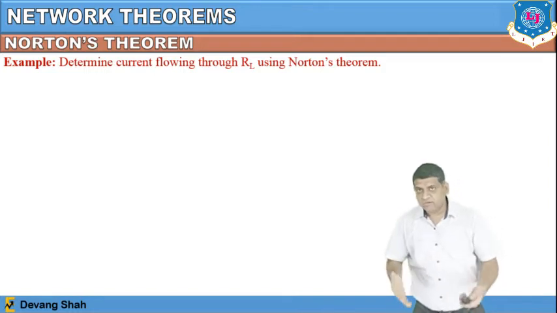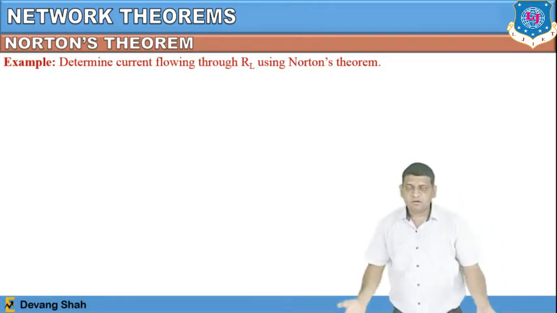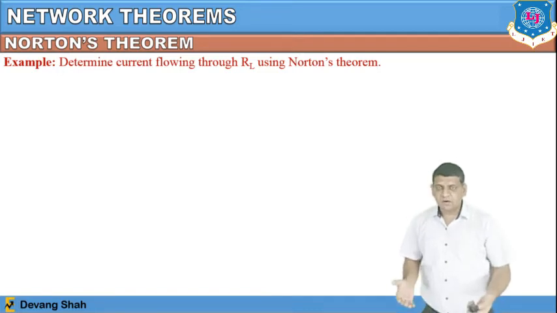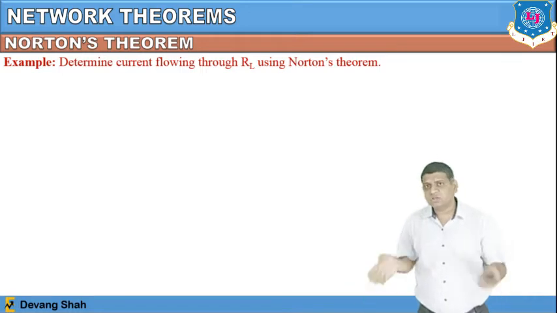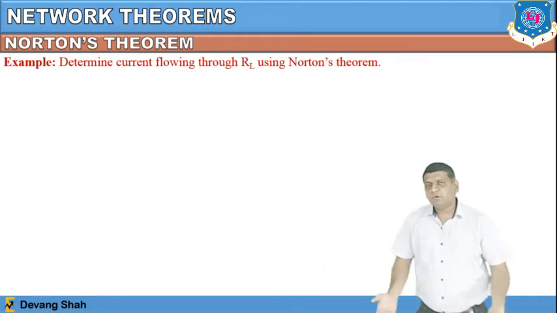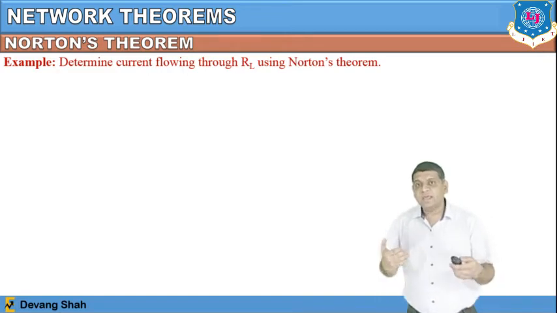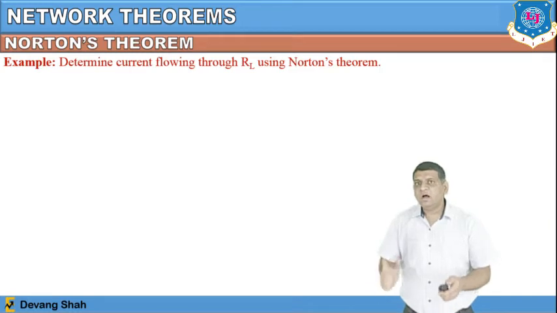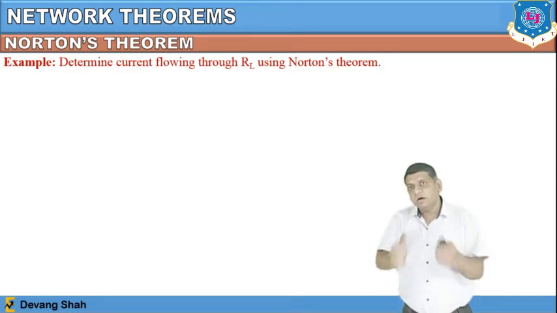Then use KVL, KCL, voltage divider, current divider. Step number 3, I have to find the resistance Rn, or you can consider it as RTH, by making all voltage sources short and all current sources open, right? Then step number 4, I have to find the IL current passing through resistor RL. That IL you can find using the current divider rule.